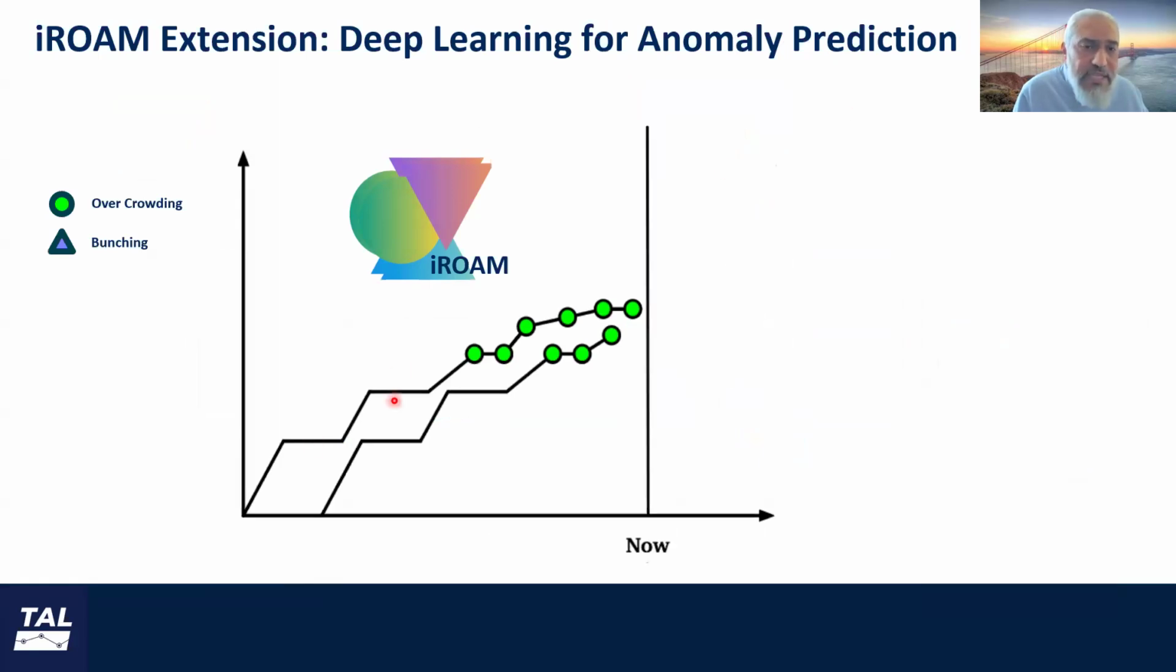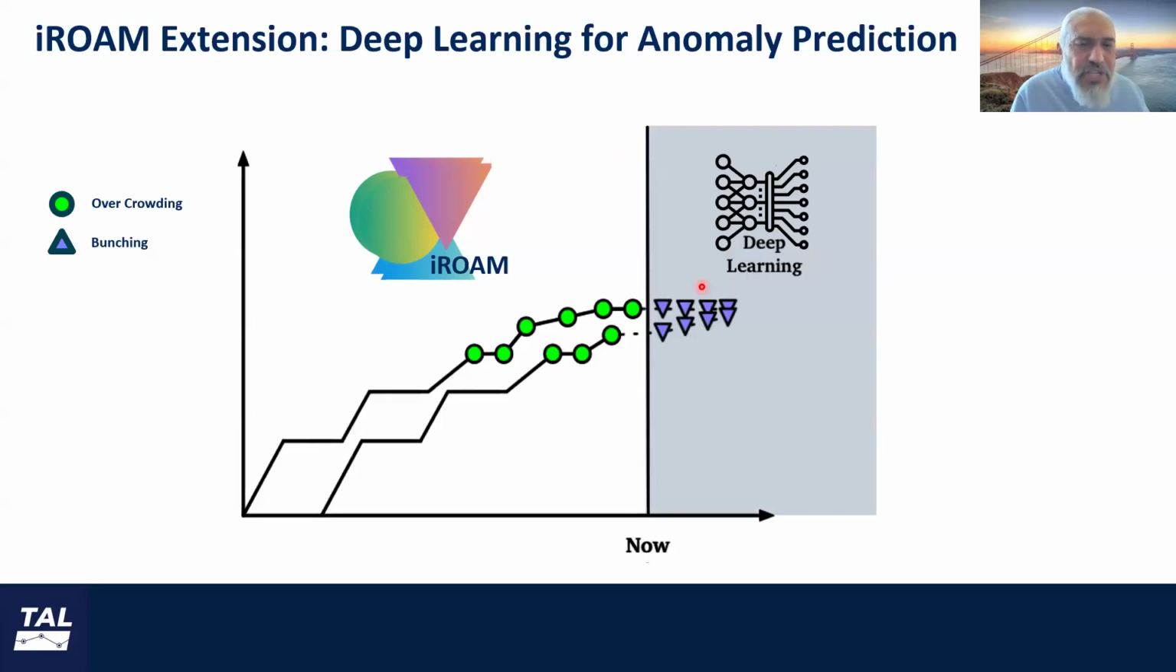So for example, if we see two trajectories like this and you have overcrowding on those two buses, well, maybe like an intelligent deep learning agent will predict that maybe in 3 or 4 minutes, there's going to be bunching. It looks like they are actually headed towards bunching. So we're training a deep learning agent now to predict those anomalies based on historical and current conditions. So that's another AI capability that's being injected into iROM to help us really predict the future and specifically try to predict those anomalies. Okay.